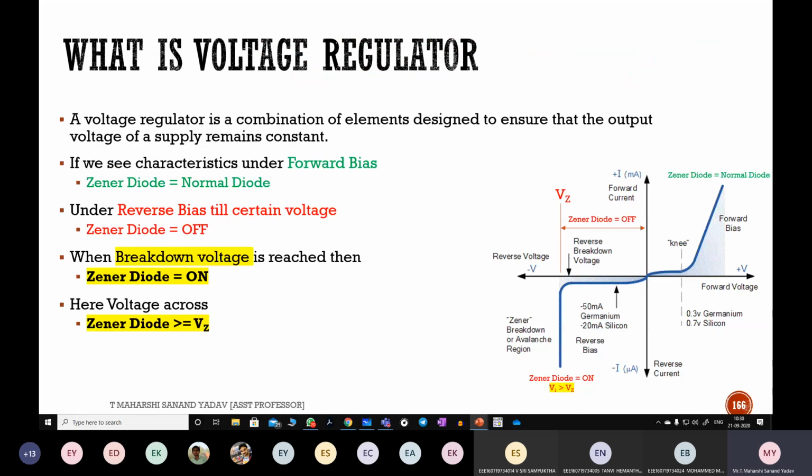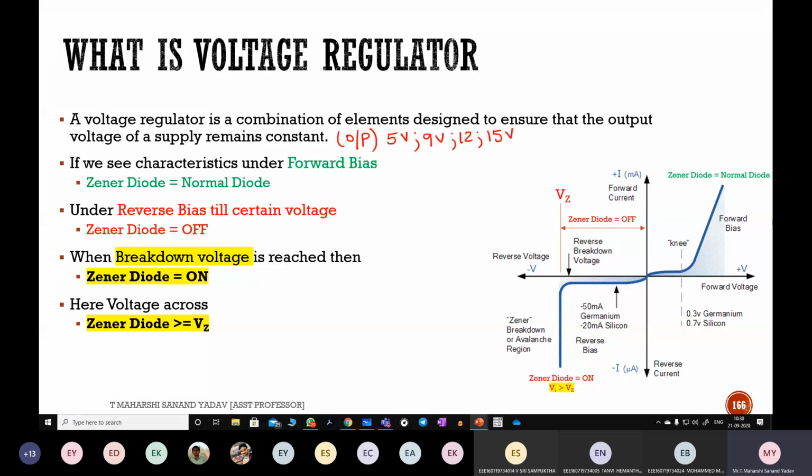Now let us see. What is voltage regulator? A voltage regulator is a combination of elements designed to ensure that the output voltage of a supply remains constant. I mean, I want the output to maintain constant. Suppose if our requirement is 5 volt, the constant voltage of the output should be 5, depending upon the requirement. It can be 9 volt, 12 volt, maximum of 15 volt.